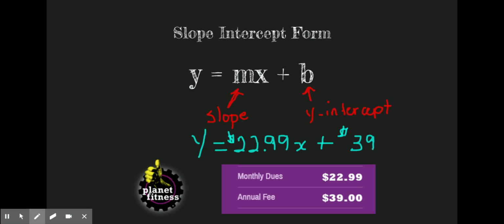So that's how this situation would be placed into this equation, where my y-intercept would be when x is 0, or when I don't have a month down at all, I still had to pay the $39. In order for my first month, then I'd pay the $22.99. A second month, I'd pay another $22.99. But again, I would still have that initial $39 annual fee.